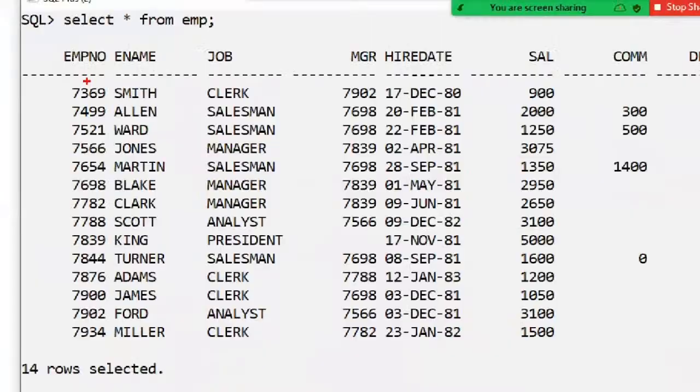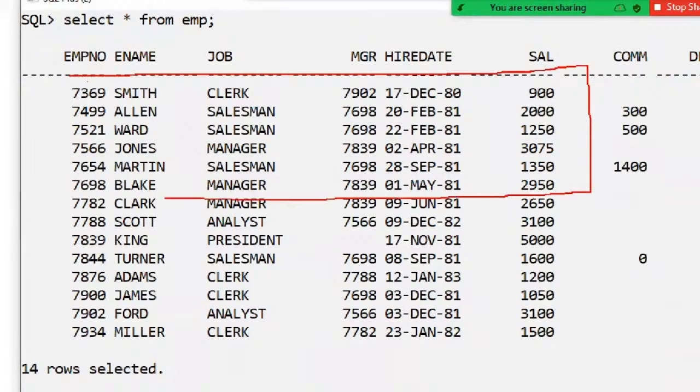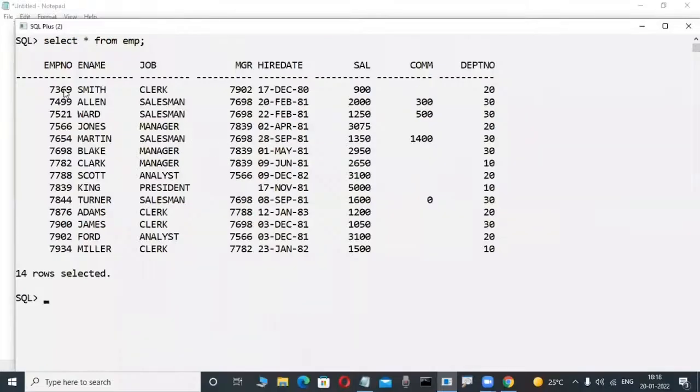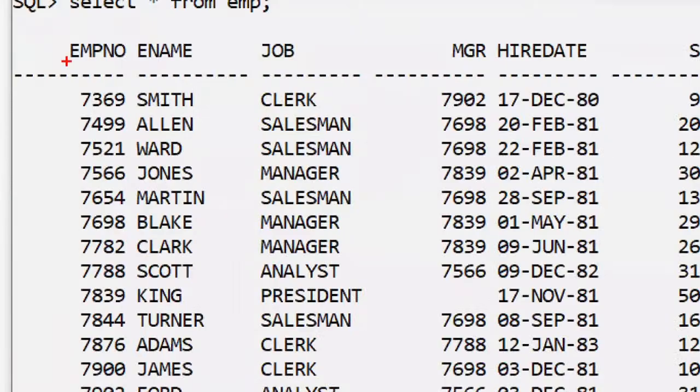Yes, they are storing data in an organized fashion. Organized fashion means a table: here these are columns, and here these are rows. Data is stored in an organized manner. Slowly observe here, this is a matrix format.